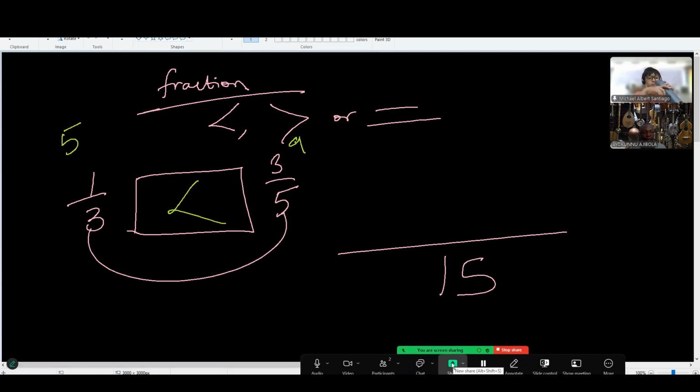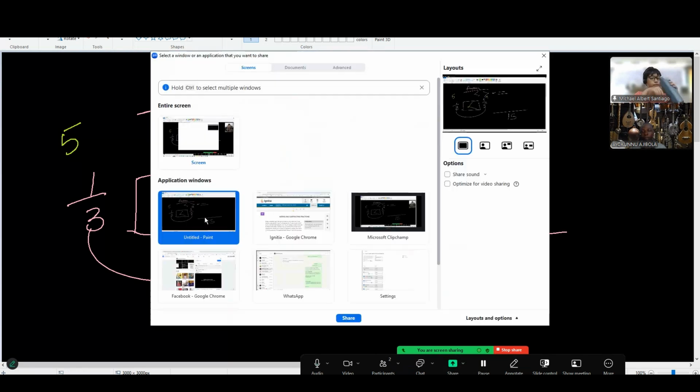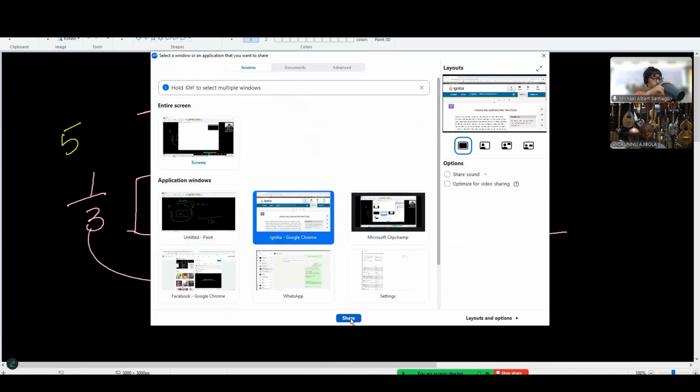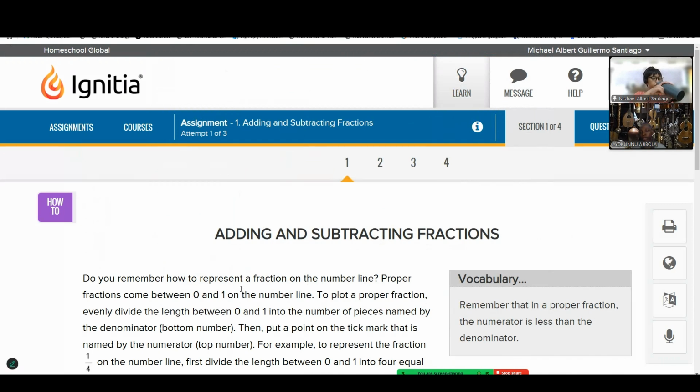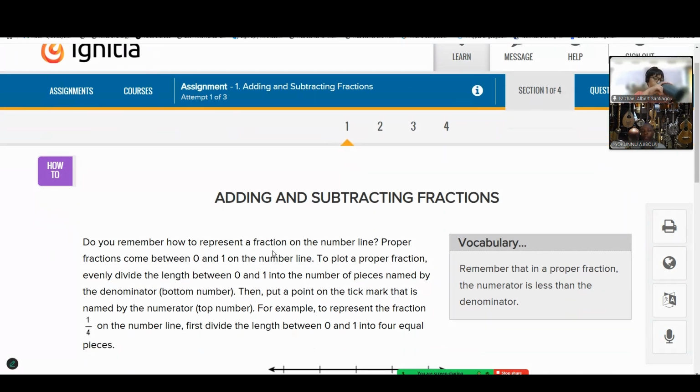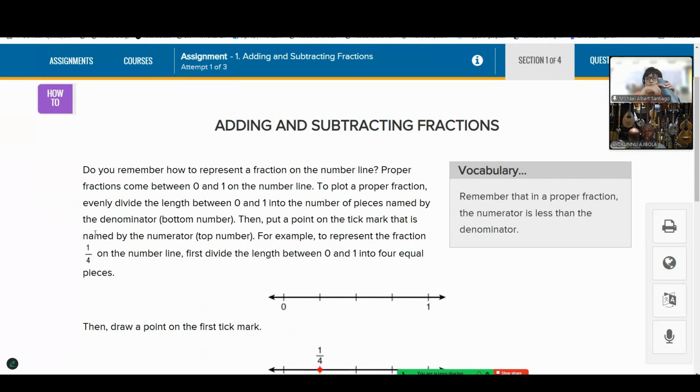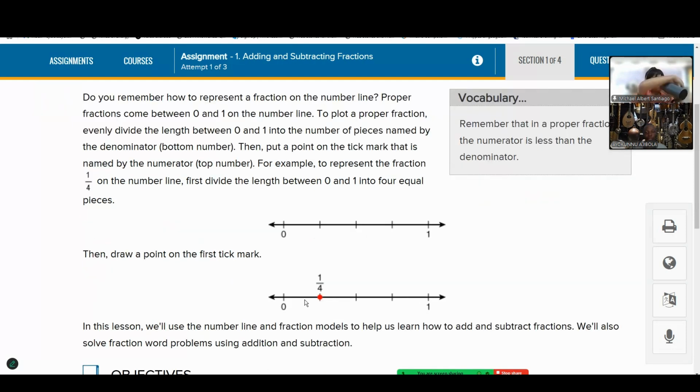Yes. Okay, good. So let's go back to the board and see what we have to do for today. Do you remember how to represent a fraction on a number line? We should remember that too. Like 1 over 4, you're going to measure a line that is 1 unit long, divide it into 4, and pick one portion for 1 over 4. You remember that, right?